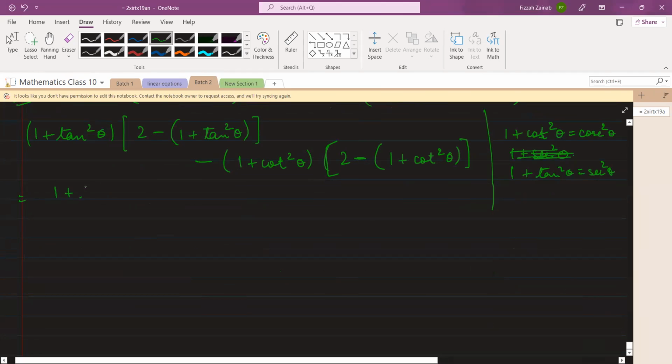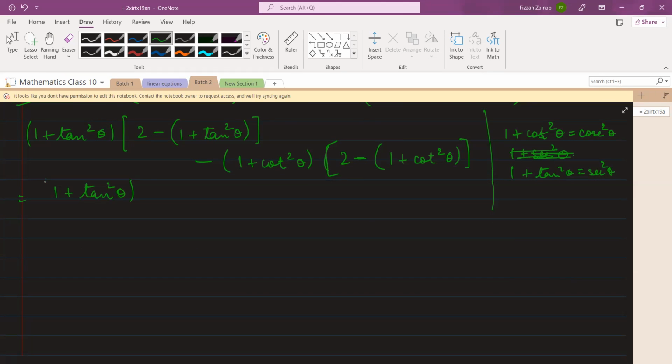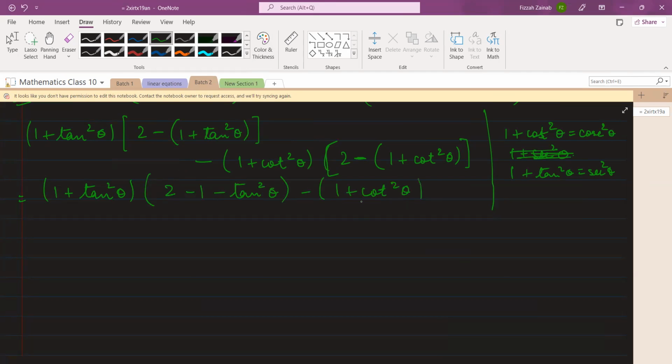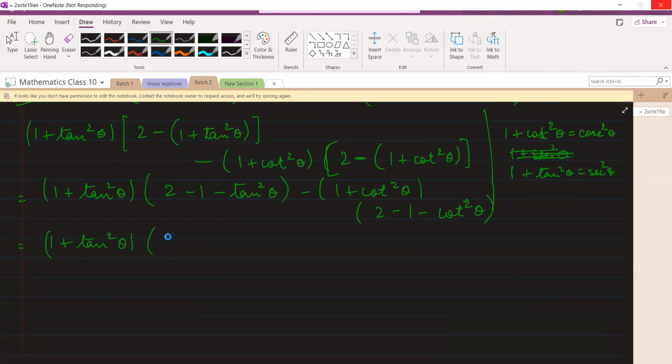So 1 plus tan square theta into, sorry, and then you have 2. No, you can open the bracket now. So 2 minus 1 and then minus tan square theta, and minus 1 plus cot square theta. So 2 minus 1 minus cot square theta. So 1 plus tan square theta, and now this is 1 minus tan square theta.